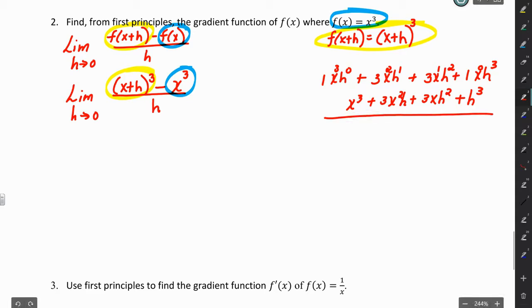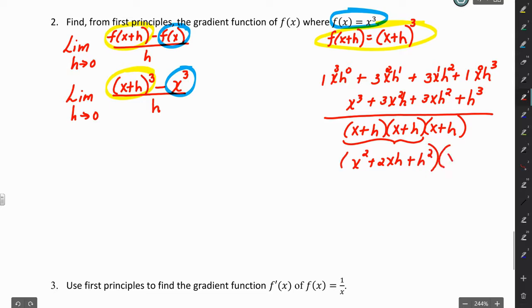Now, if you didn't remember that and you think I'm crazy right now, I'll do the old-fashioned way here. We're going to just write it all out and use the distributive property. So I'll do this part first. We're going to get x squared plus 2xh plus h squared, and that's going to all be times x plus h. And I'll multiply it by each term.